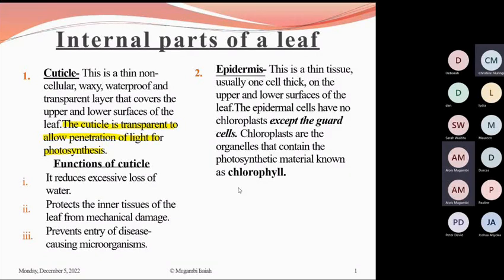It has many chloroplasts which can be used for easy absorption of light. We are discussing about the cuticle. So you have said about penetration of light? Yes. Good. Yes, Dorcas?